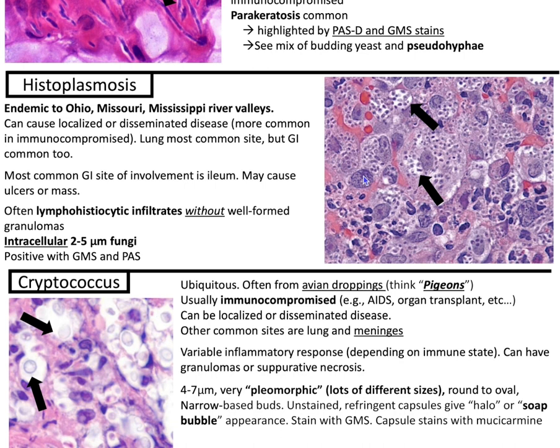You'll often see histologically lymphohistiocytic infiltrates without well-formed granulomas. And then they'll be intracellular, 2 to 5 micrometers, and positive with GMS and PAS. Histoplasma is intracellular and randomly dispersed within the histiocyte, in contrast to leishmaniasis, although that's more associated with skin. But since we're talking about histoplasmosis, in leishmania you'll have this marquee sign where it'll just be marginating on the periphery, but not near the nucleus.